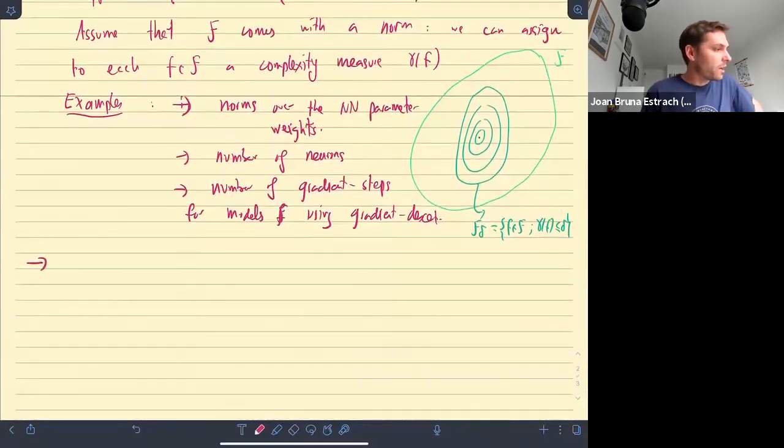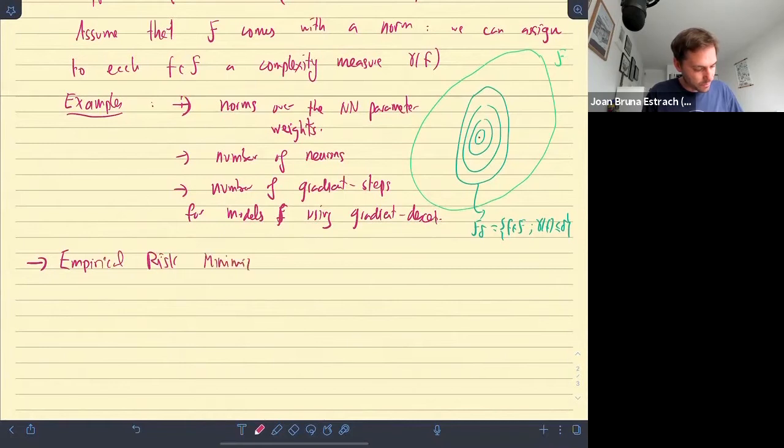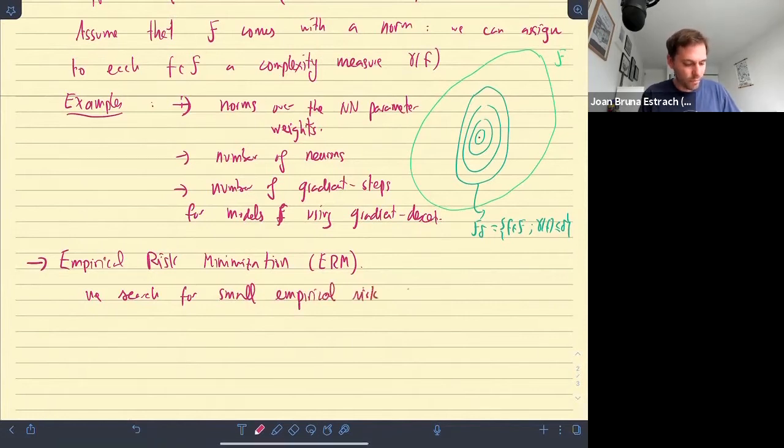All right. Now we are going to introduce the most elementary learning algorithm, an algorithmic procedure to estimate these functions, which goes by the name of empirical risk optimization. In words, before going to the definition, it does something very simple. We search for small empirical risk using small complexity.